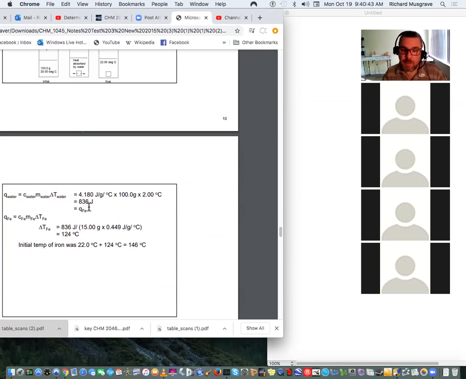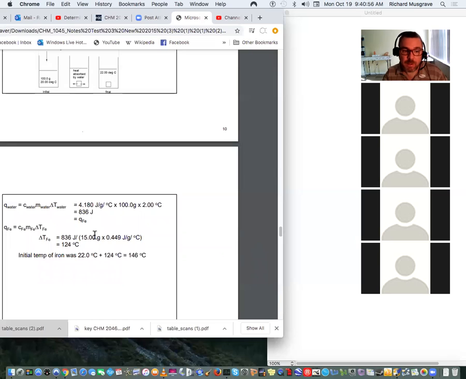So that comes out to be, sorry, Roland? Okay, that comes out to be 836 joules. Now that's the heat absorbed by the water. But as we discussed earlier, it also happens to be the exact amount of energy released by the iron, the Q of the iron.